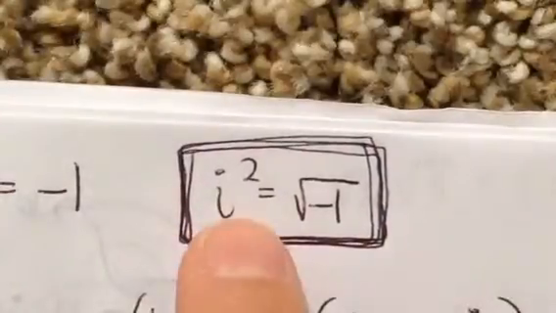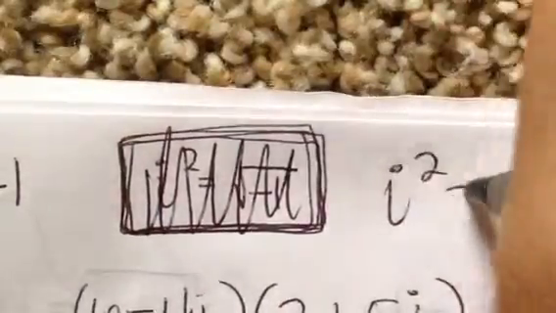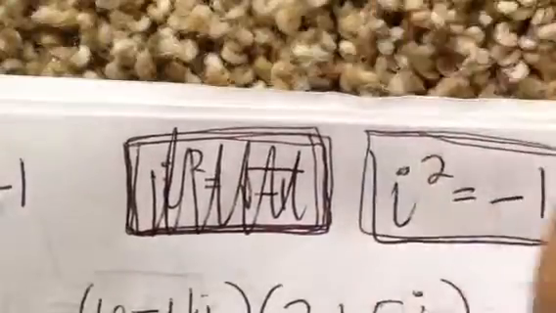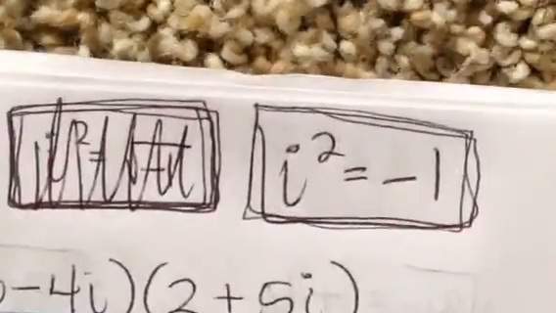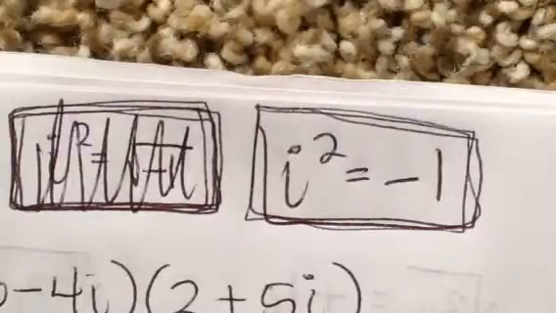That's the most important. Oh my goodness, not that. i squared equals negative 1, not the square root of negative 1. So you've got to remember that. i squared equals negative 1. That is super important to remember. And if you can remember that, everything else is easier.